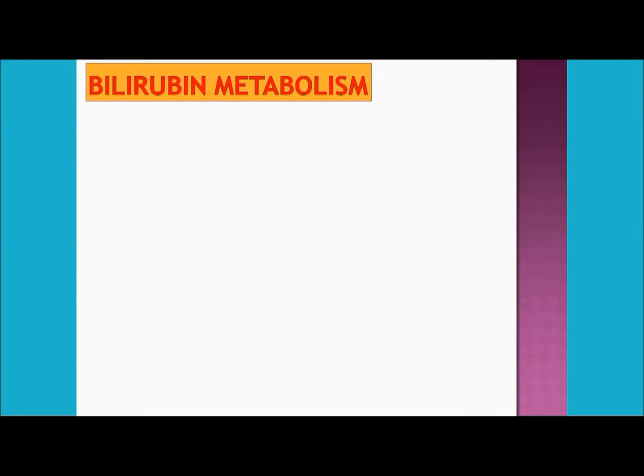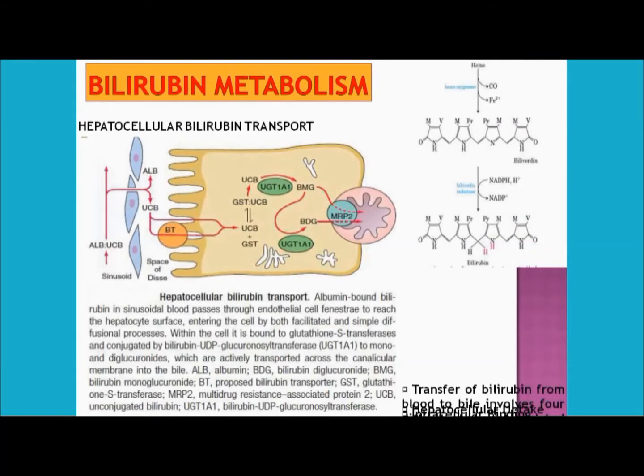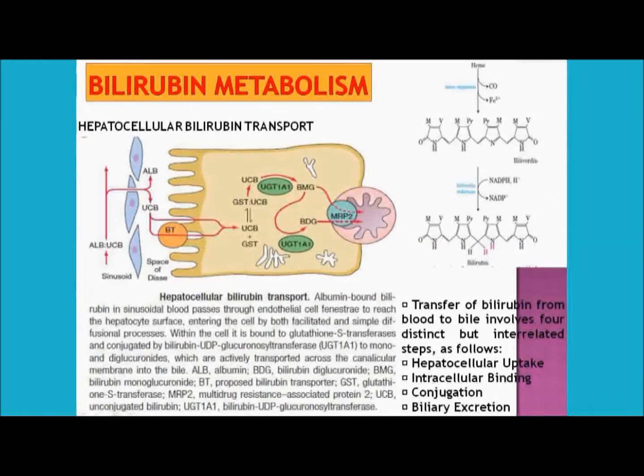Now bilirubin metabolism, how the metabolism of bilirubin takes place. First of all, hepatocellular bilirubin transport. Let's discuss step by step. This part we have already discussed regarding the conversion of heme to bilirubin, right? Now if we see this structure here, you see how it takes place. The albumin bound bilirubin, you will start from here and end up here, right? Now albumin bound bilirubin in the sinusoidal blood passes through the endothelial cell fenestrae to reach the hepatocyte surface.